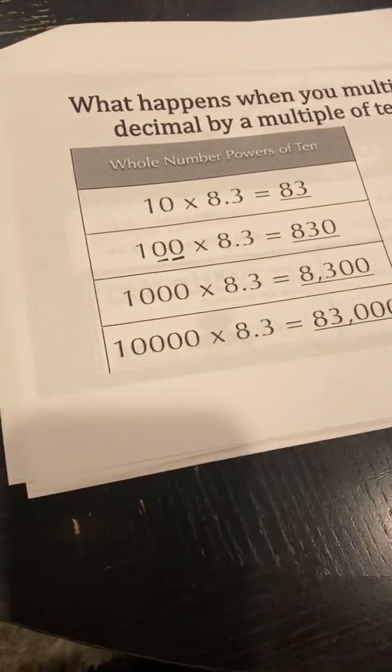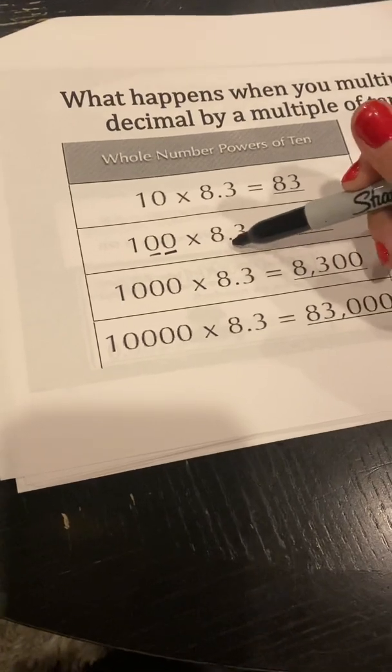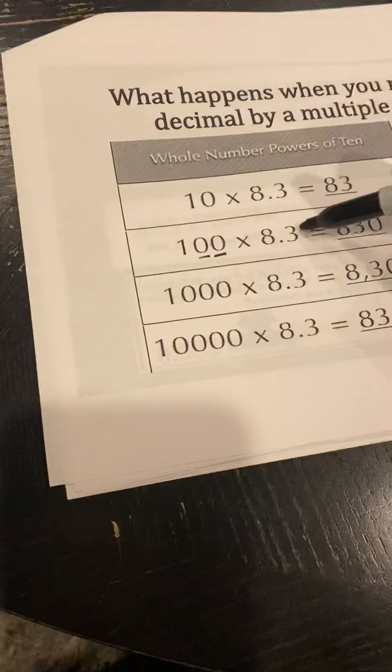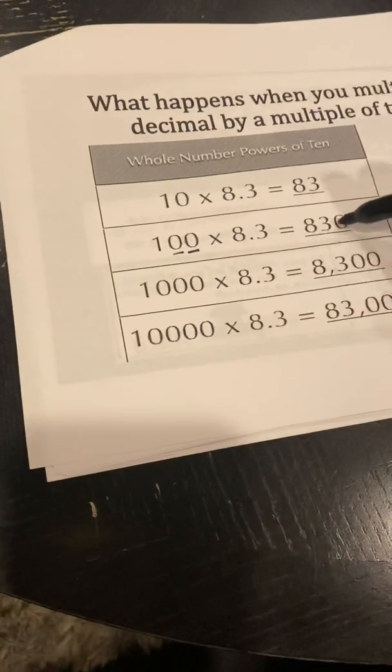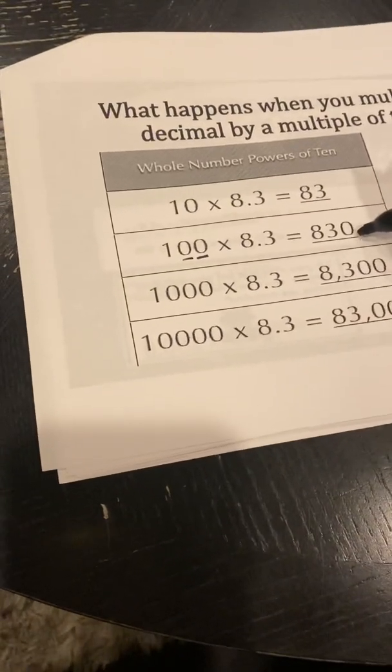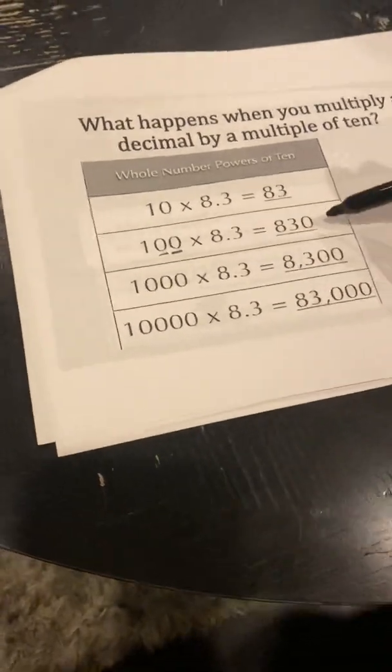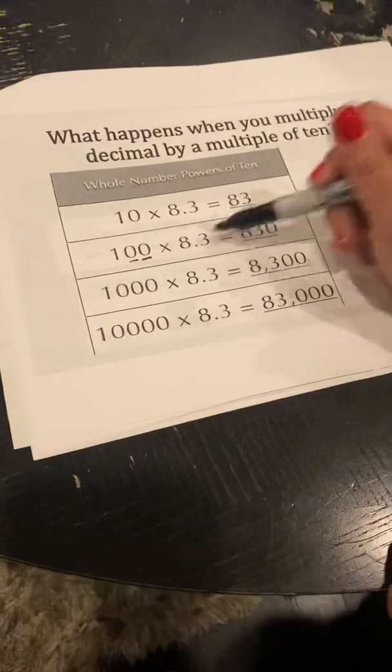All right, if I'm multiplying 8 and 3/10 times 100, I have two zeros. That's two groups of 10. So that means my decimal point is going to shift over 2 times to the right. All right, and we're going to put that placeholder 0. So now you have 830. So if you notice, in your product, sometimes you're not going to have a decimal. You might start off with a decimal, but in your product, you won't have a decimal point.